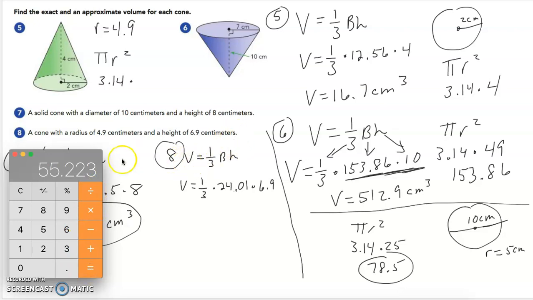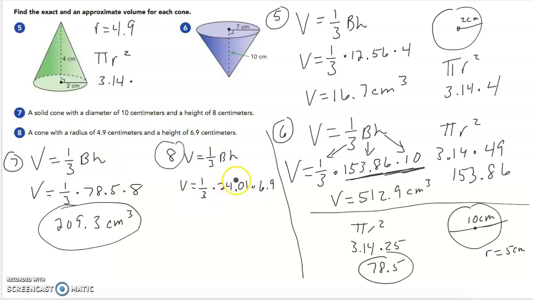Nah, I did something wrong. 24.01 times 6.9 is equal to that, divided by 3. What did I do wrong? I should erase this and redo this. Anyway, by the way, over here, I made that mistake on purpose.